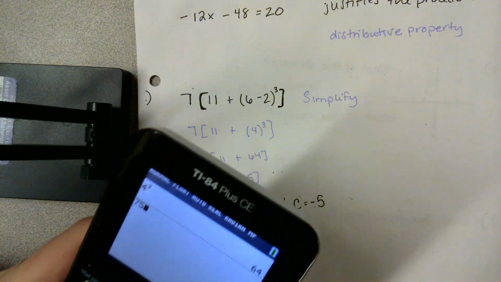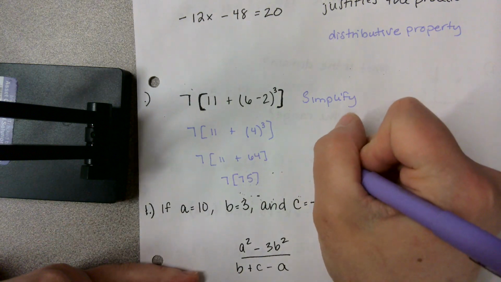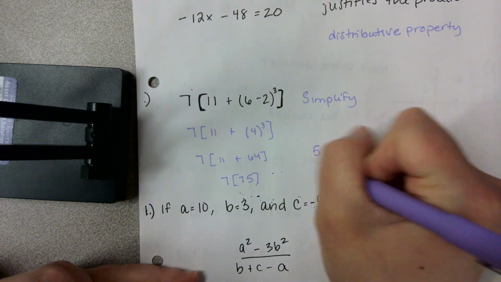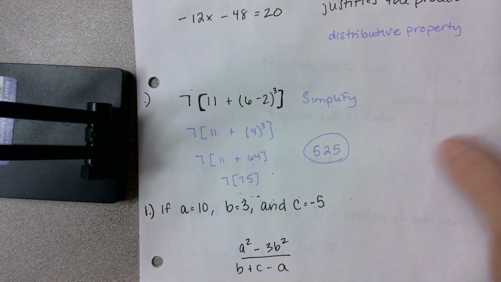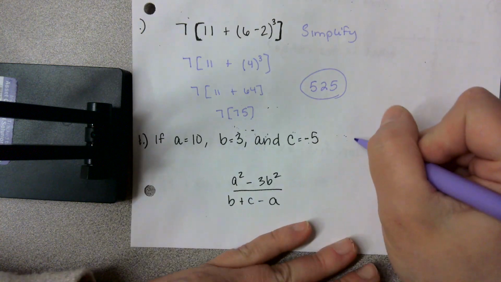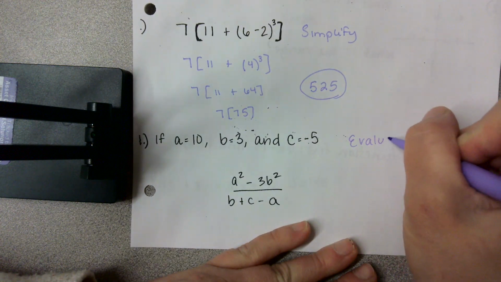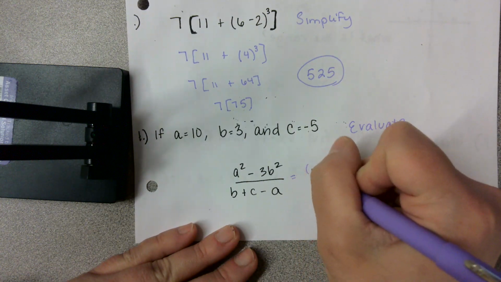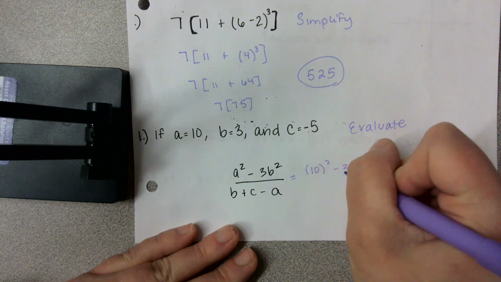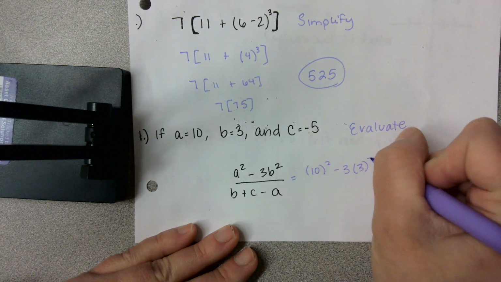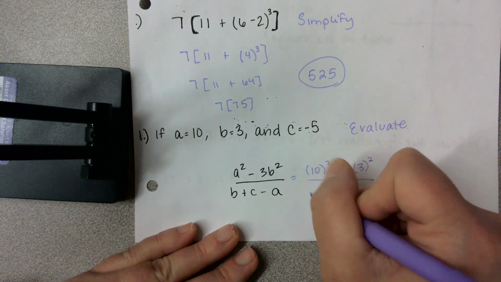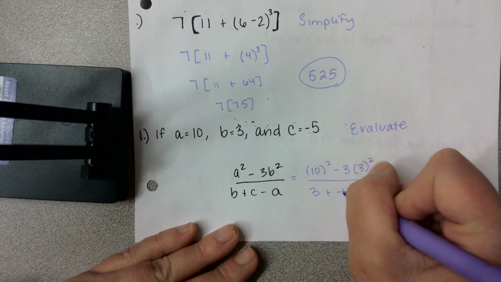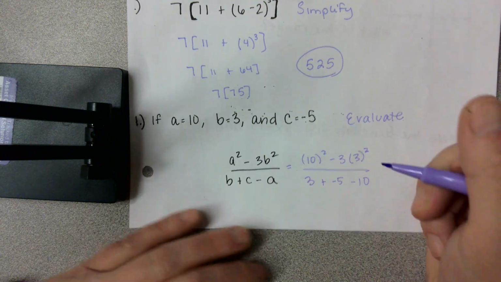And 75 times 7 is 525. The bottom one, they're going to have you evaluate. Evaluate is to simplify by substituting first. So we're going to have 10 squared minus 3 times 3 squared all over 3 plus negative 5 minus 10.